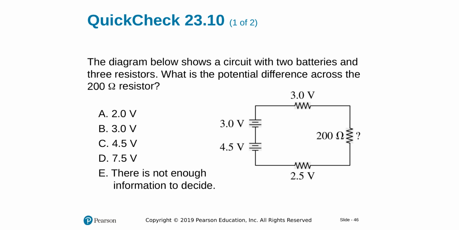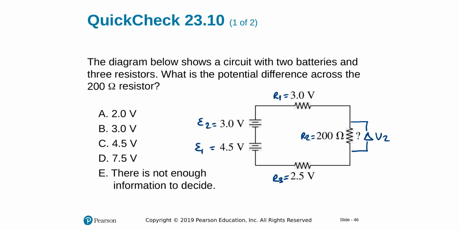This is a very similar question. The diagram below shows a circuit with 2 batteries and 3 resistors. What is the potential difference across the 200 ohm? I'm looking for this one. Let me call this delta V2. Let me name everybody: I'm going to call this R1, this R2, and this R3. I'm going to call the batteries epsilon 1 and epsilon 2. I have 2 batteries here.